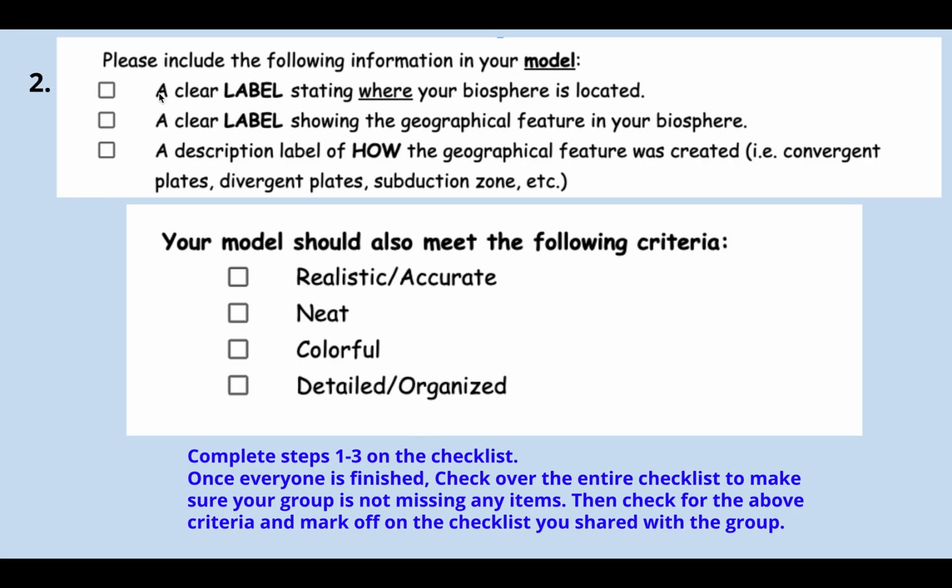Facilitators, you're in charge of making a clear label stating where your biosphere is located, a clear label showing that geographical feature in your biosphere, like your mountain or your volcano, whatnot, and then a description label of how that geological feature was created. So was it a convergent boundary, a divergent, subduction zone? Explain that. Hawaii is not on a plate boundary, so how did those volcanoes form? Make sure that you're looking back, I believe, at checkpoint 2, where we addressed that. And then the last bit of criteria, make sure it's realistic and accurate, neat, colorful, detailed, and organized.